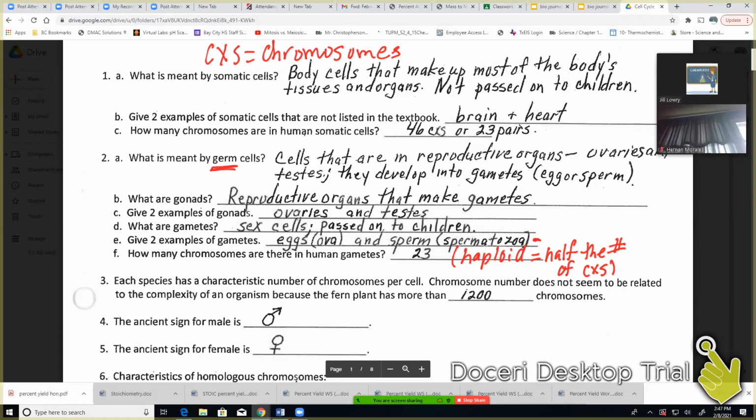So each species has a certain number of chromosomes, and it does not seem to be related to the complexity. Because we would think humans are the most complex, and we have 46, but there's a fern plant that has 1,200. So obviously it's not as complex, but for some reason it has many more chromosomes.